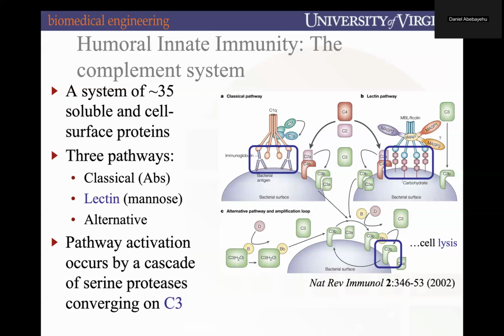The next pathway is the lectin pathway. The initiating event is that on the surface of some bacteria, and not on the surface of our cells, is mannose. You typically won't find mannose on the surface of our cells. And so we have what's called mannose binding lectin, MBL, that will bind to mannose on the surface of bacteria.